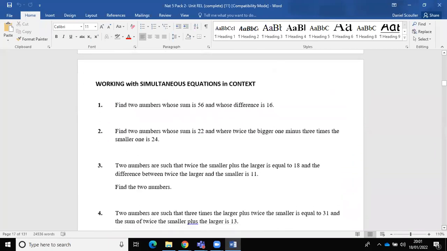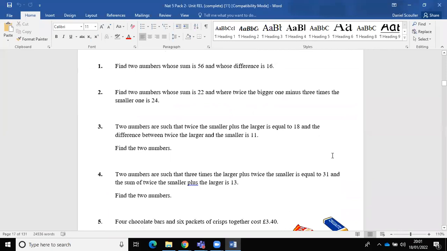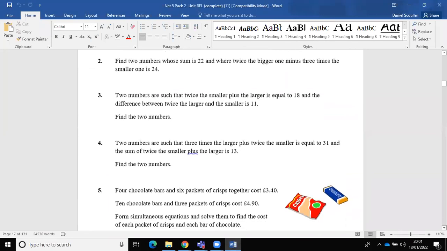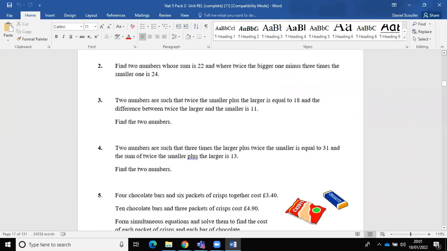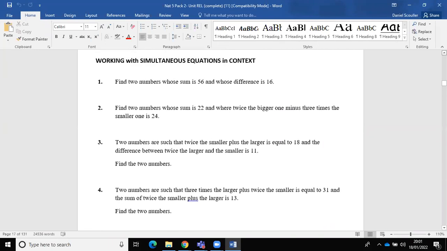So essentially, you're given a wee story. You need to pull out the data, put it in the form of 2 equations, and then solve for the unknowns. Before we get into the juicy ones, we'll do 1 and 2, just to have a wee look at it and start building up our understanding of it.